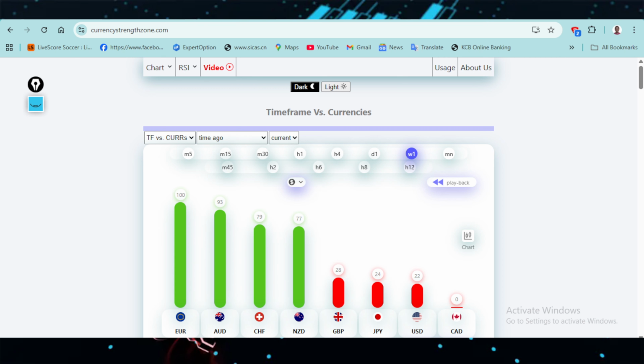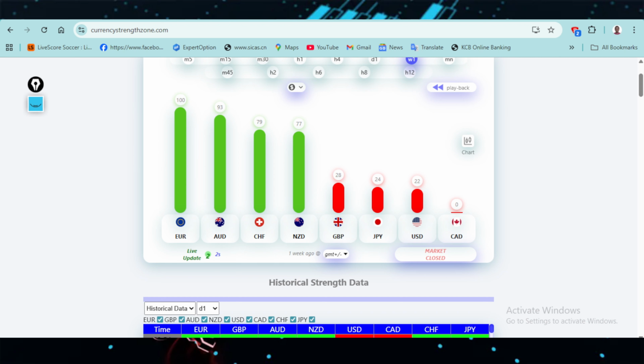You can see CAD is weak, dollar is weak, JPY is weak, pound is also weak. The highest and strongest currencies are those four. So it's good for someone who is trading: you trade the strong against the weak. For example, buy EUR/USD, Aussie, EUR/JPY, and EUR/GBP. You buy them, and EUR/CAD. Then you sell USD.